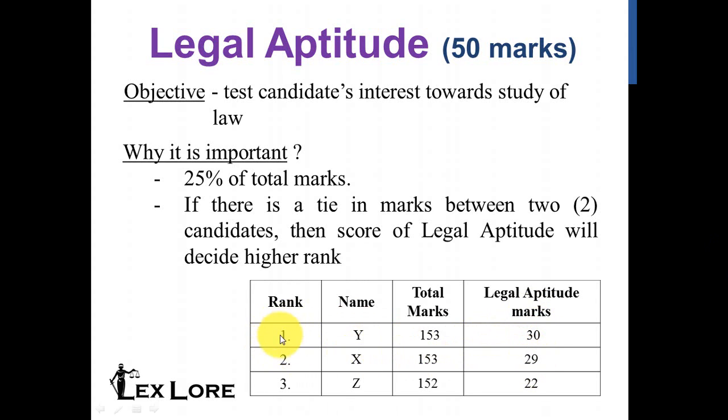So Y stood first and X stood second, and because Z's total marks were less, Z is below Y and X. So this is how legal aptitude marks are very important. You can see here that the difference of 1 mark is making a lot of difference.